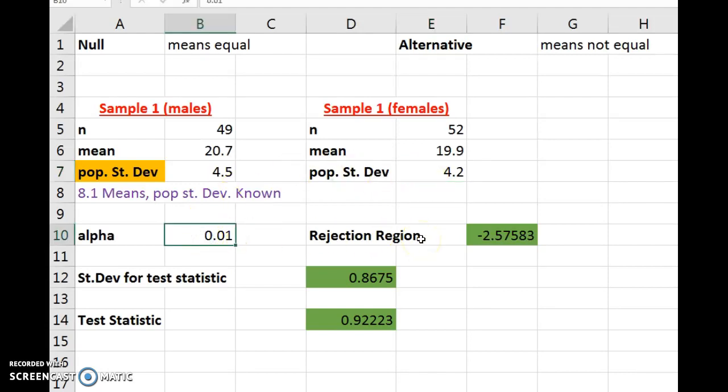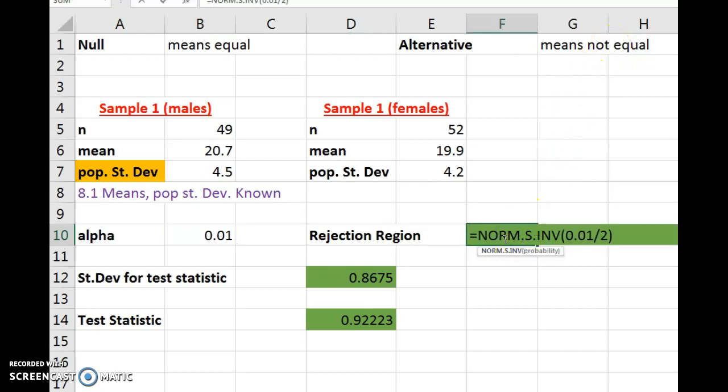Now the rejection region I can get just like with previous chapters. It's all based off knowing that we're using the normal distribution, and this is my alpha, and I have a not equal or a two-tailed test. So I'm just going to do norm.s.inv of my alpha divided by 2 to split the 1% between the two tails. So if my test statistic comes back further away from 0, further away from the middle of the distribution, out in the tails, if it's past either negative 2.57 or positive 2.57, I'm going to reject the null hypothesis.